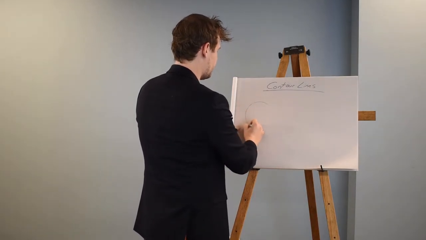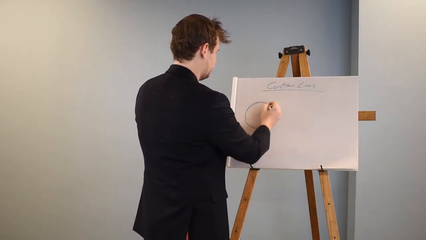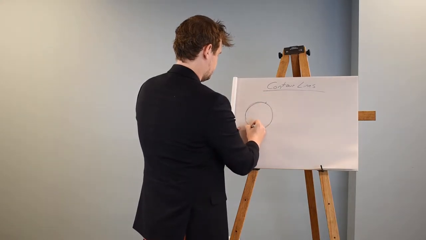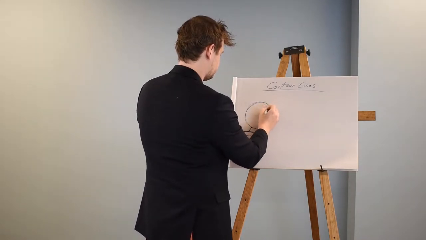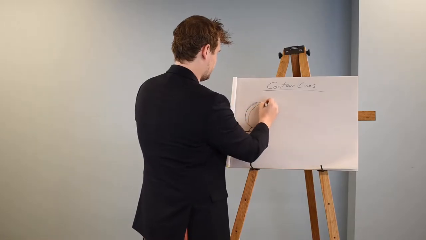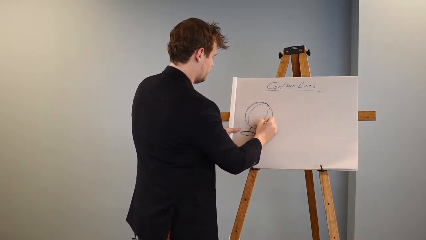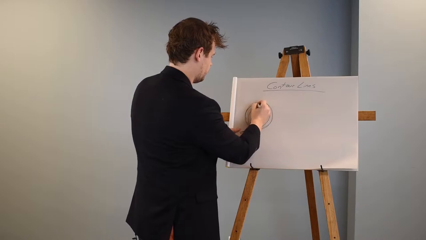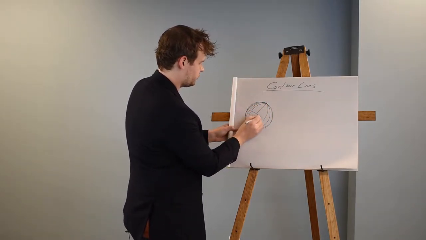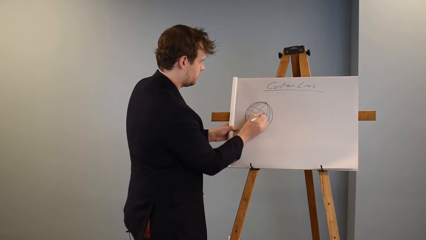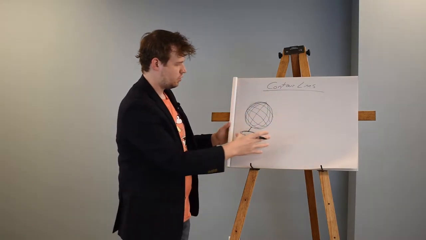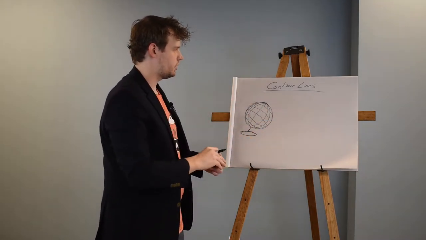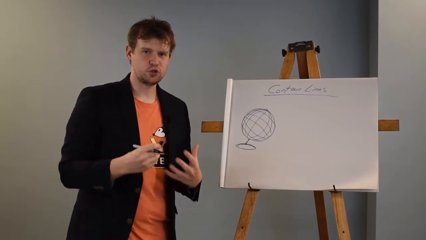So if you've ever looked at a globe, I'll draw a very simple cartoony globe here. So you've got all these lines that go around the Earth that are imaginary lines. You've got like the equator and all these longitude and latitude lines that go around the globe to help you figure out coordinates. That's kind of what contour lines do for artists.